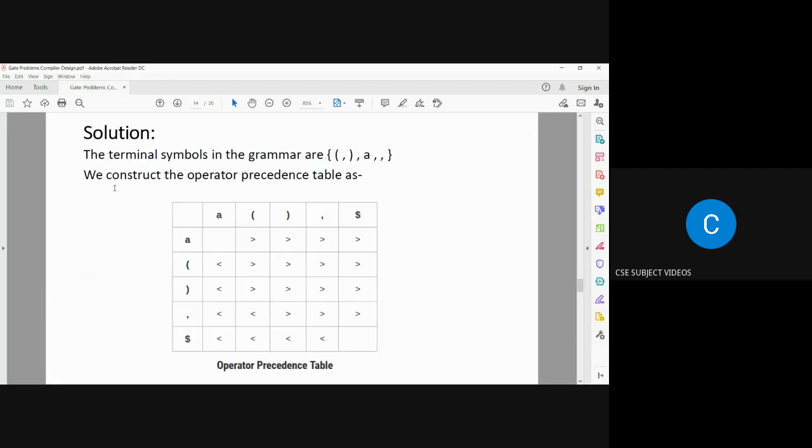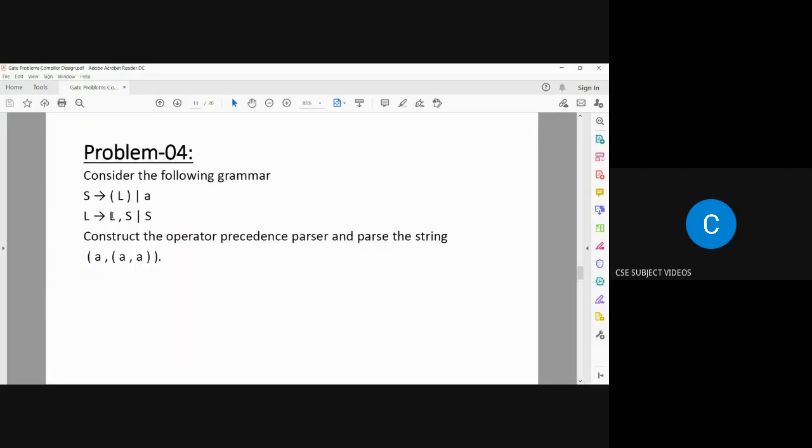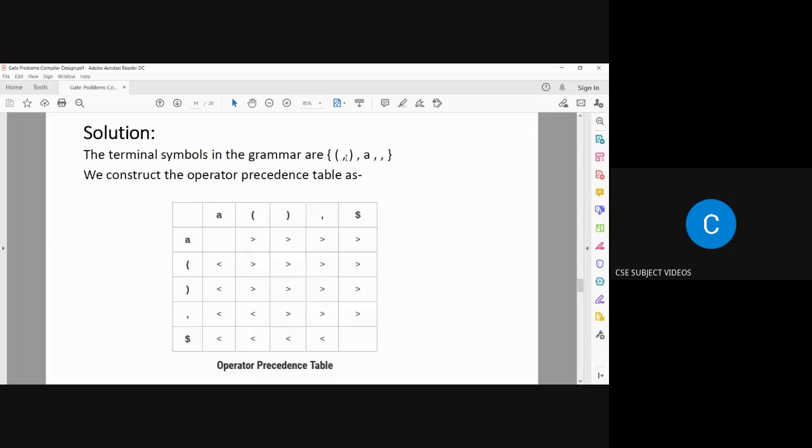See this comma, open bracket, close bracket, this comma, and then A. So 1, 2, 3, 4. So 4 terminals we have in this problem. So we construct the operator precedence table as this. This is the precedence between different operators involved in this particular problem.